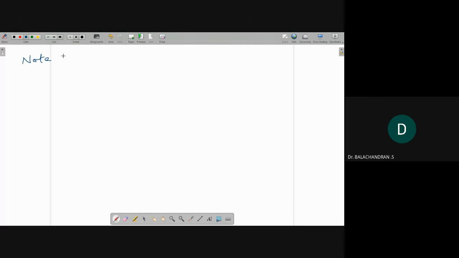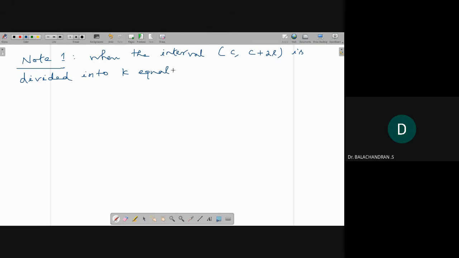Note one: when the interval (c, c plus 2l) is divided into k equal subintervals, that is 2l by k, each of length 2l by k.